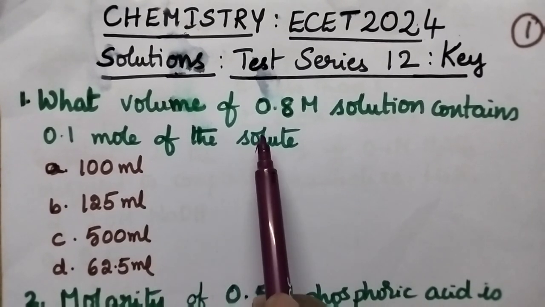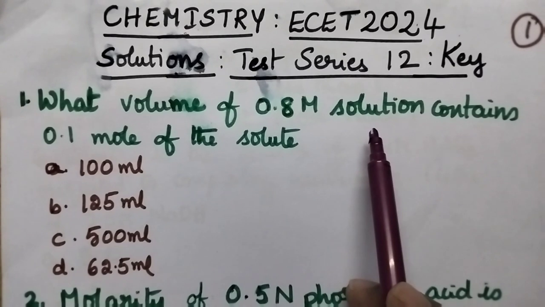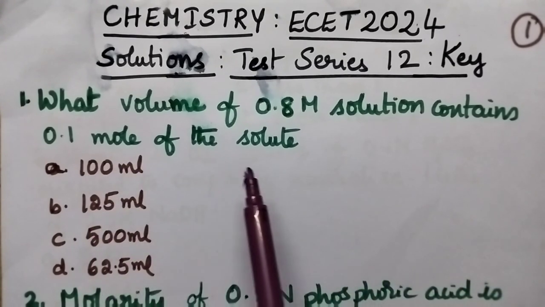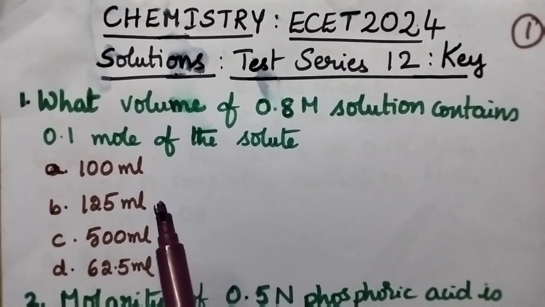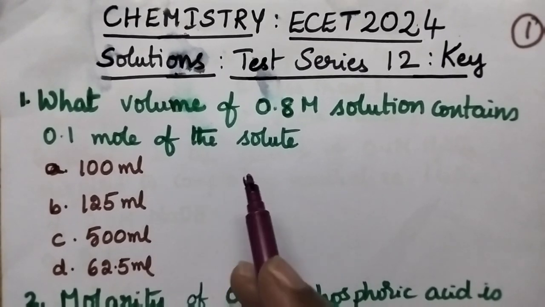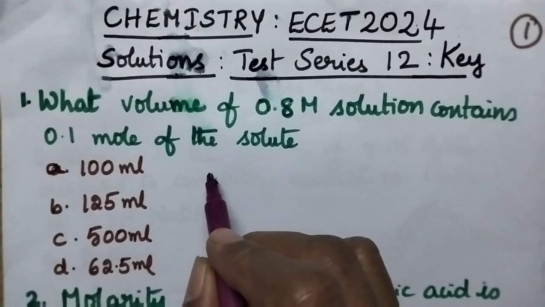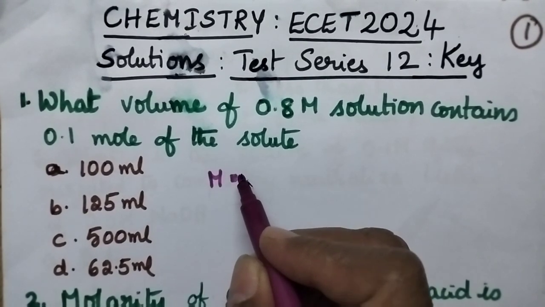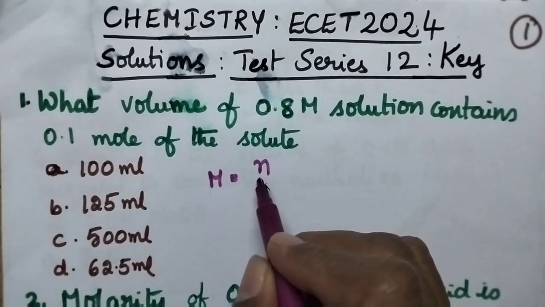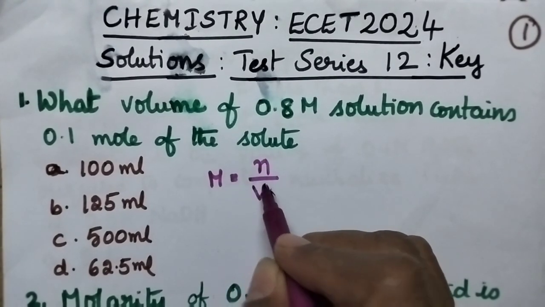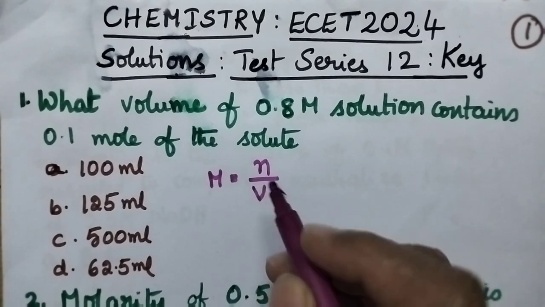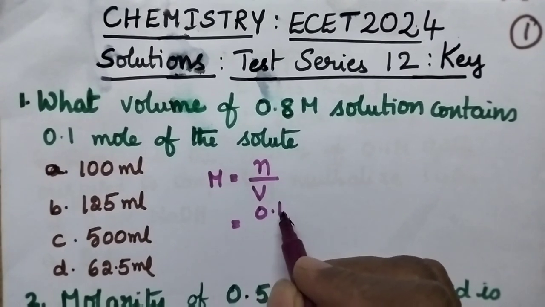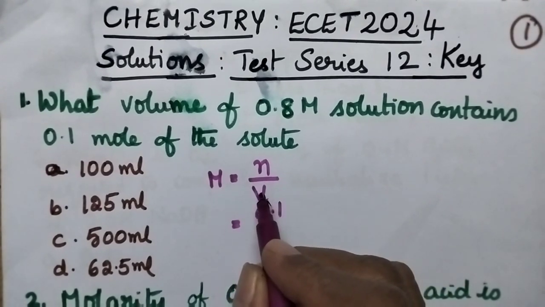What volume of 0.8 molar solution contains 0.1 mole of the solute? So here we are supposed to calculate the volume. So what is the relation between the molarity and the volume of the solution? Molarity is equal to number of moles divided by volume of the solution in liters. Here the number of moles is equal to 0.1 and here we are supposed to calculate the volume.